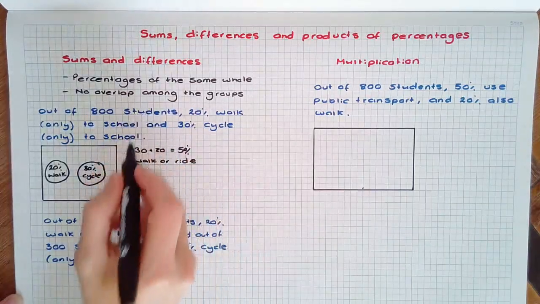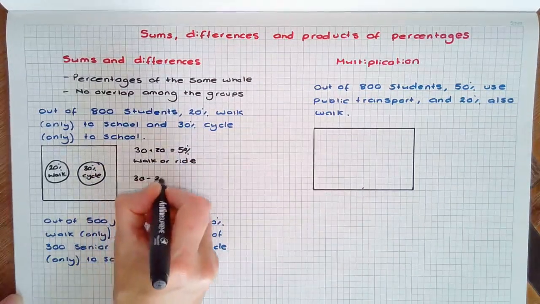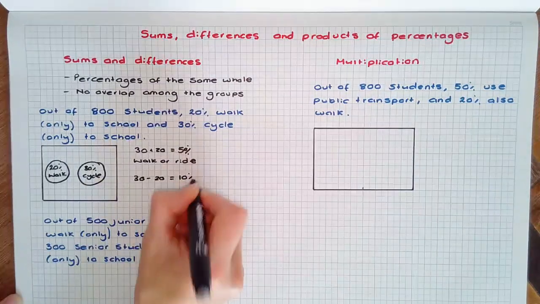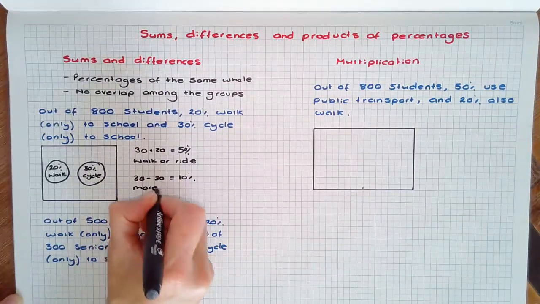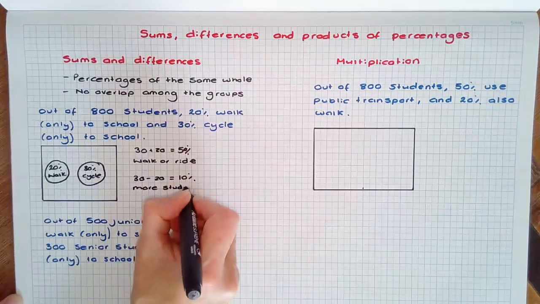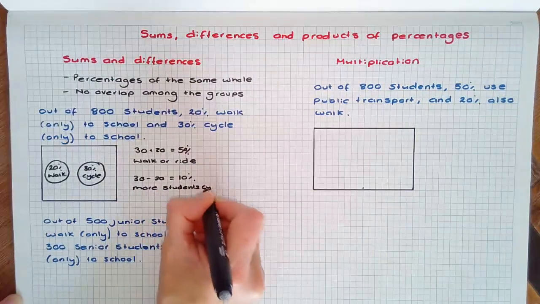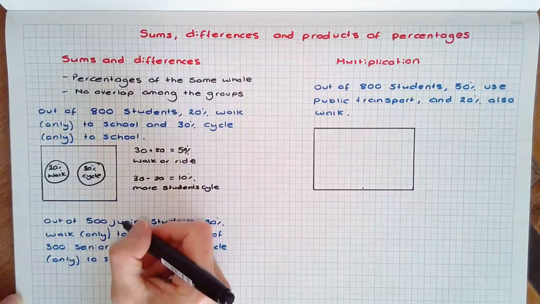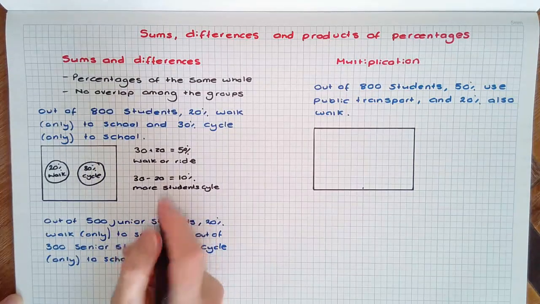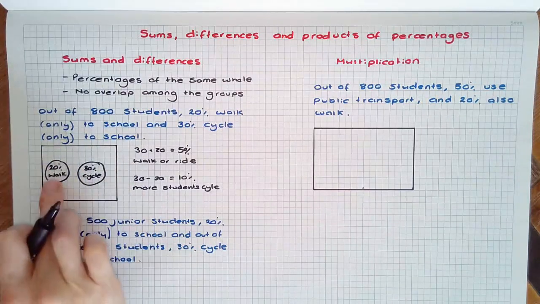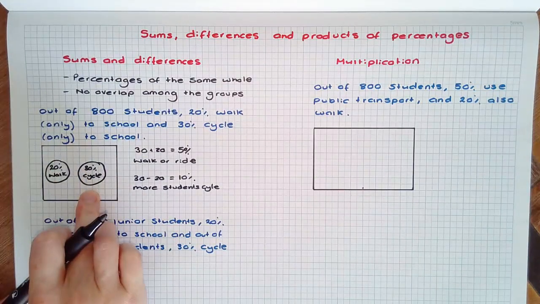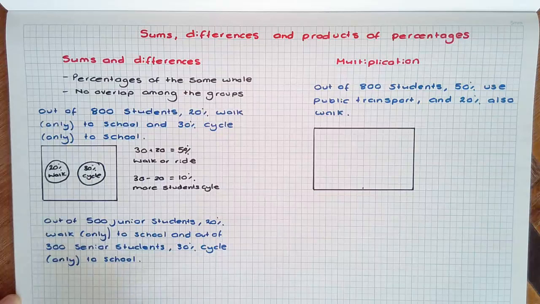And the difference, 30 minus 20, 10% more students cycle to school rather than walk. In this situation, both percentages are of the same 800 students and there's no overlap between the groups. But we cannot always add percentages.